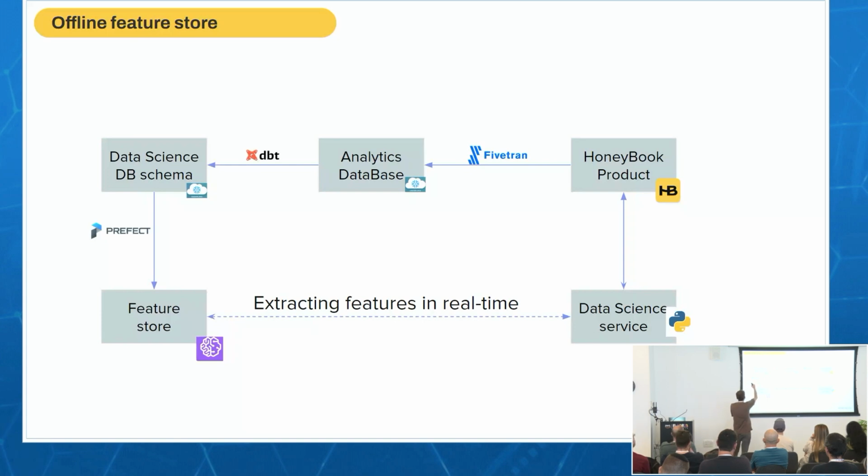We write the relevant data from our database schema to the feature store using Prefect. Prefect is an orchestrating and scheduling tool, parallel to Airflow, which I guess most of you are familiar with. And in the feature store, we basically have it available online. Now, this process, as you can see, runs on a daily basis or other periodical basis, depending on how we define it.